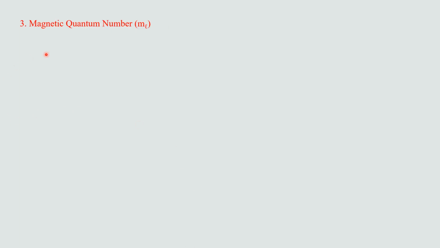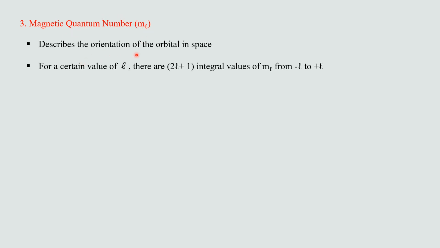The third quantum number is magnetic quantum number. This is ml. That describes the orientation of the orbital in space. For a certain value of l, there are 2l plus 1 integral values, the total number of ml values possible. That is derived from minus l to plus l.